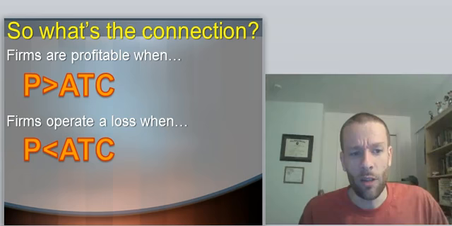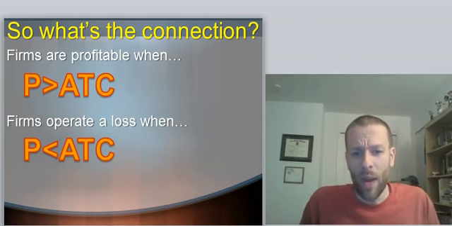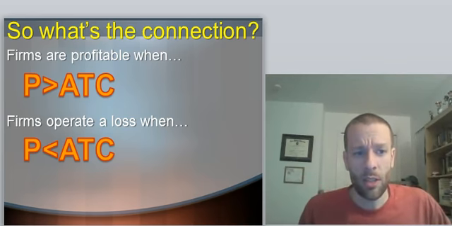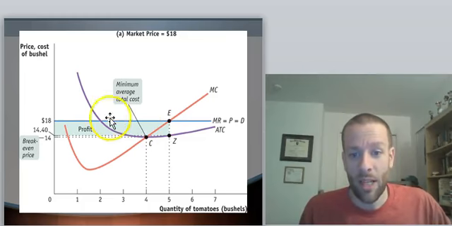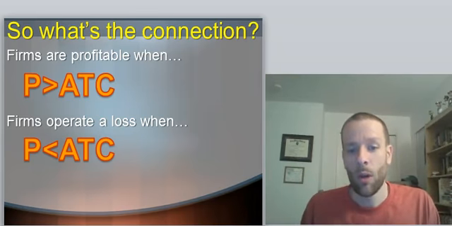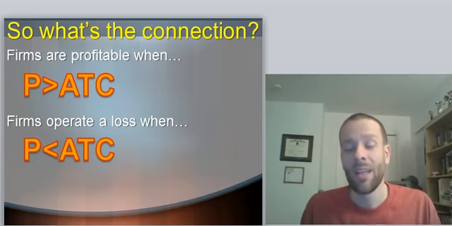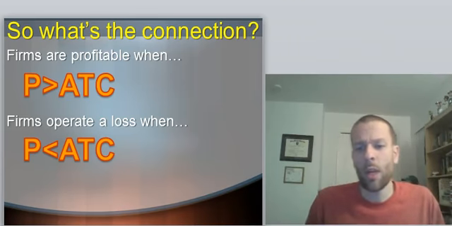So what's the connection here? The connection, and this is the big picture that I want you to be familiar with, is that firms are profitable where the price is greater than the average total cost. Firms are profitable where price, at their optimizing point, is greater than average total cost. We operate at a loss where our price is less than average total cost. Right here, price is less than ATC, so we're operating at a loss. That's pretty key, a good shorthand way to remember this.